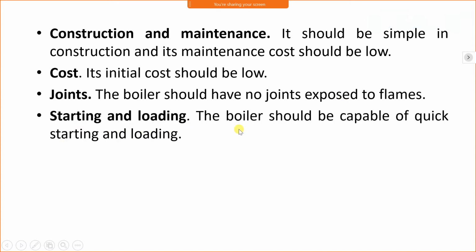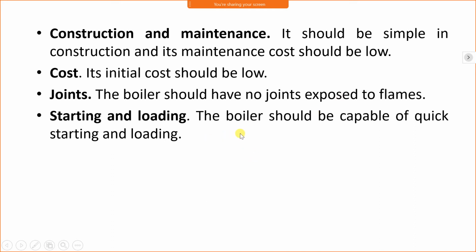Starting and loading: the boiler should be capable of quick starting and loading. Now, what is meant by starting? When the boiler is started, initially the furnace is started. In the furnace, fuel is supplied and fuel is burnt. From the start of burning of the fuel to its burning with its full capacity is called starting.